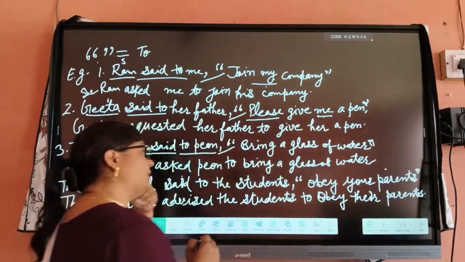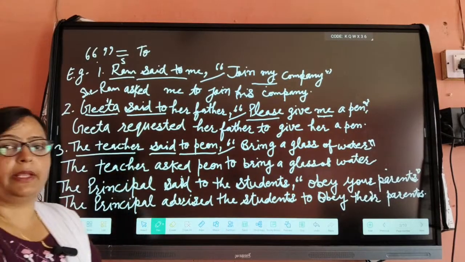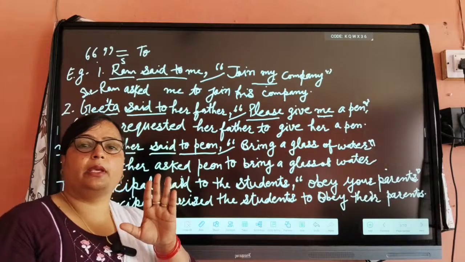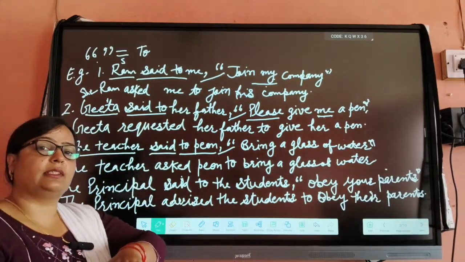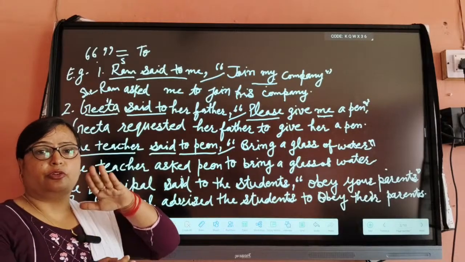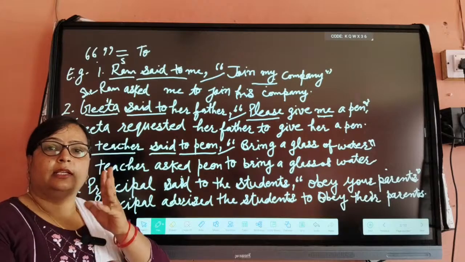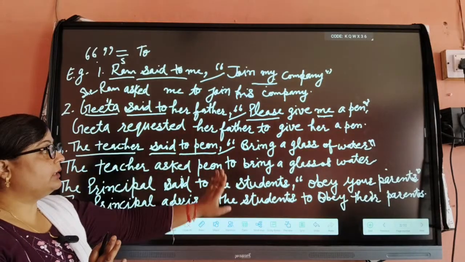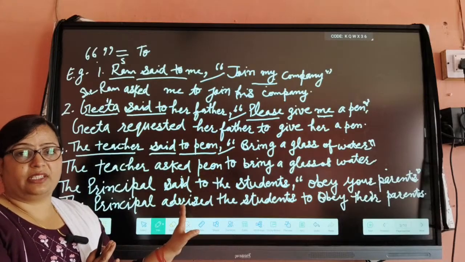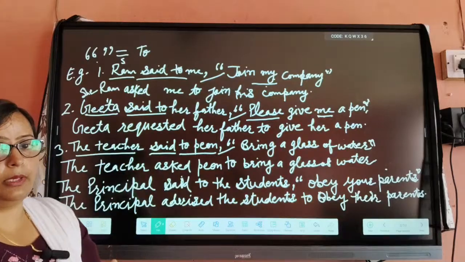Yes. Now we see that when we are going to change the narration of an imperative sentence, we can divide our imperative sentences into two parts. First is the sentence of affirmative, and second is the sentence of negative command. Now we are doing only the narration of affirmative sentences. After this, we will do the narration of negative command.